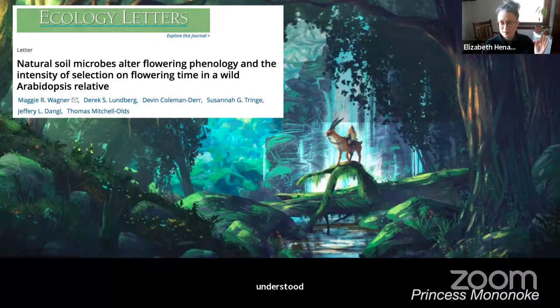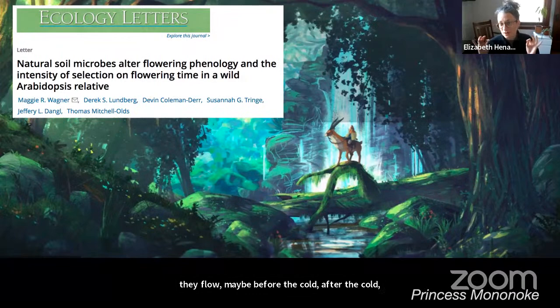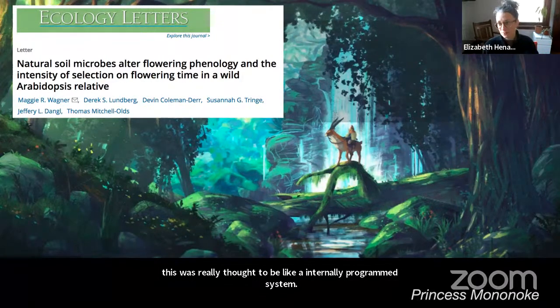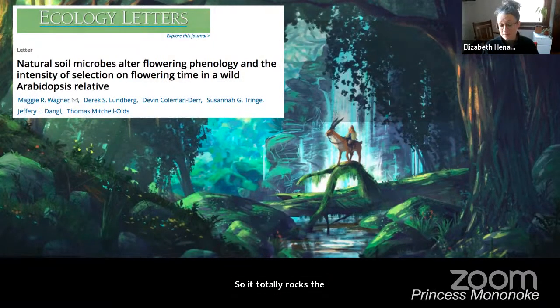Plants have different life strategy decisions as to when they flower, maybe before the cold, after the cold, depending on daylight and time. So this was really thought to be an internally programmed system. So it totally rocks the plant biology world when we realized that system actually is dependent not only on the genome, just the genotype of the plant, but also the genotype or composition of the microbes with which it's interacting.